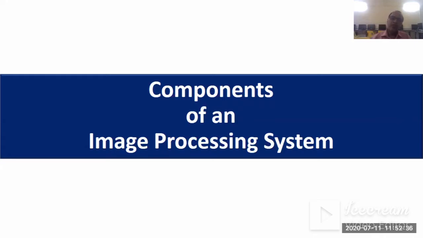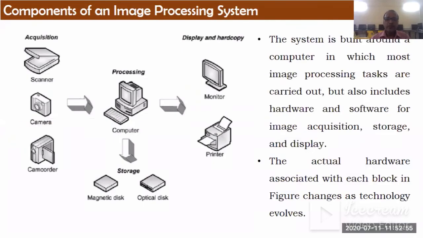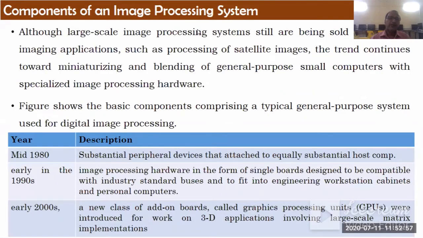So, the components which are required for the image processing system. This is a very important point. So we have to discuss this point, components of an image processing system. Components means what devices are required for image processing. There are lots of devices which are required and we will discuss them one by one.